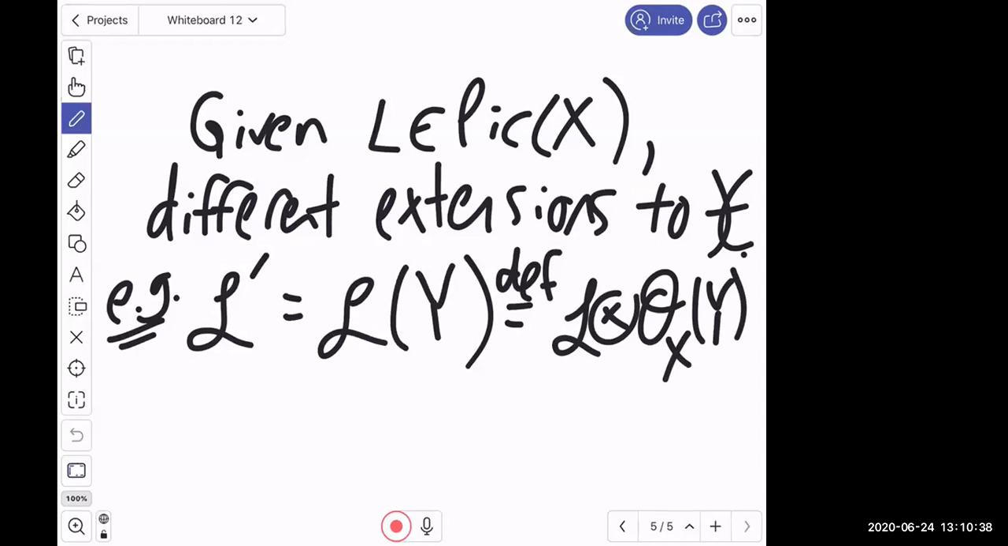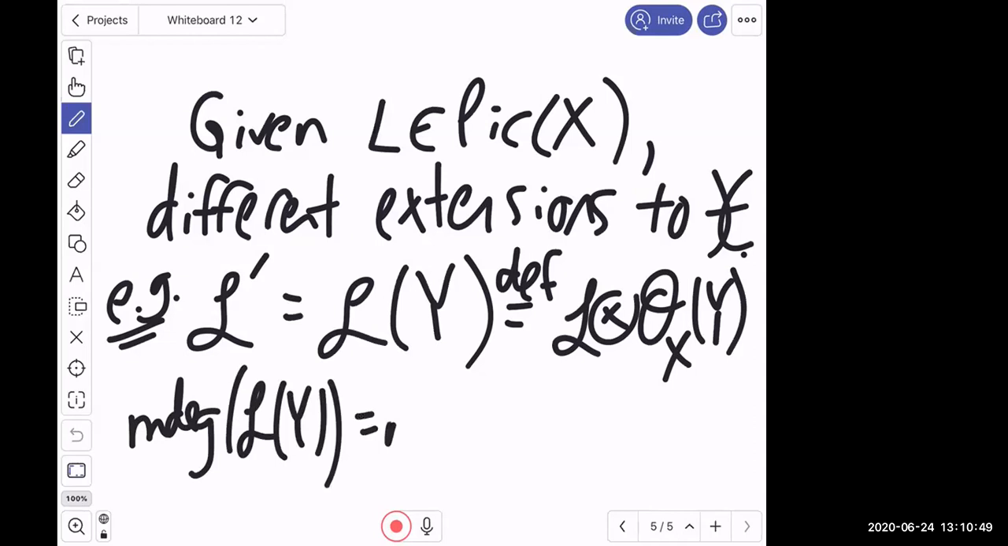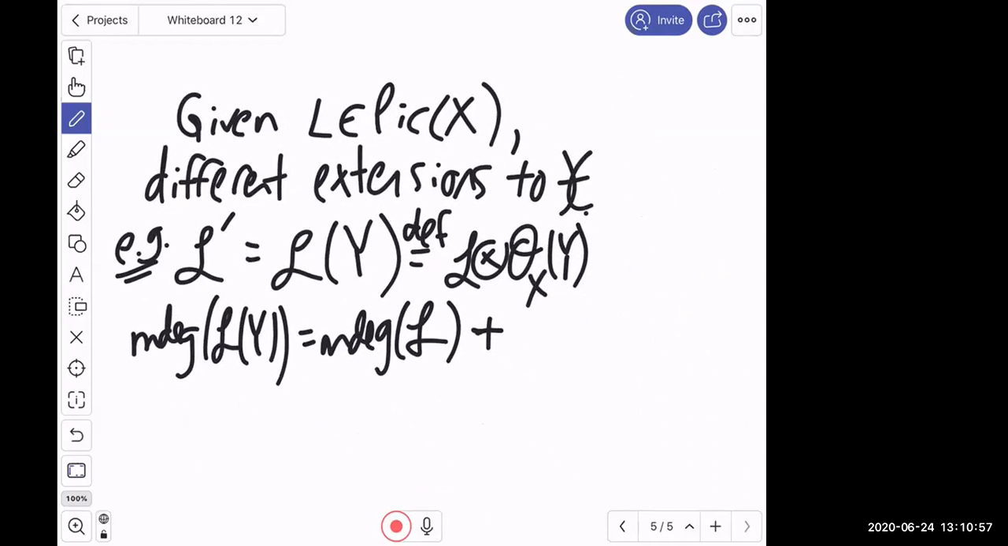Now, what happens if you do that? How does the multi-degree change? Well, the multi-degree of this new line bundle will be the same as the old one, but you have to add a correction factor coming from the twist. Intersection theory is linear, so when you take a tensor product of two line bundles, you just add the intersections. And so that's where this formula comes from.